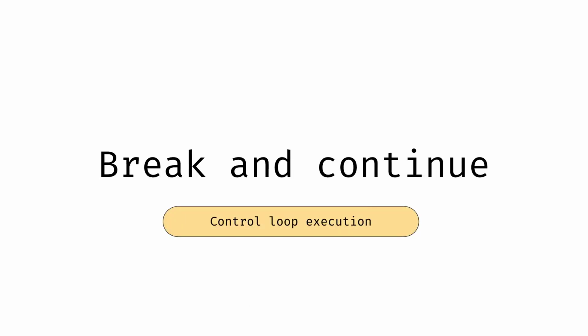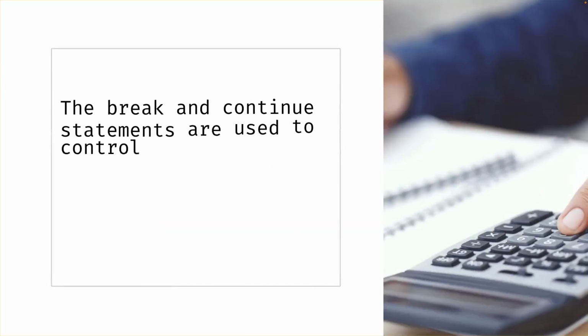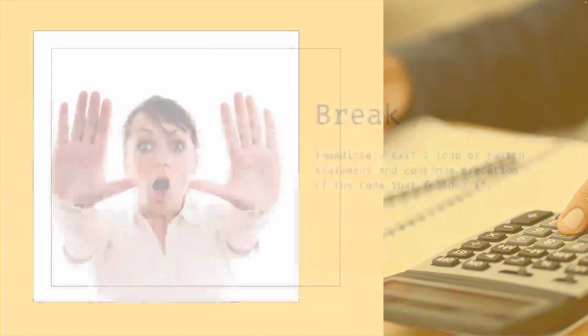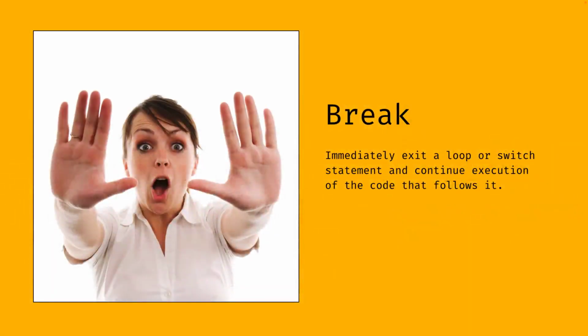Let's continue by talking about break and continue. In Java, the break and continue statements are used to control the flow of execution in loops and switch statements. The break statement is used to immediately exit a loop or switch statement and continue execution of the code that follows this loop or switch statement.